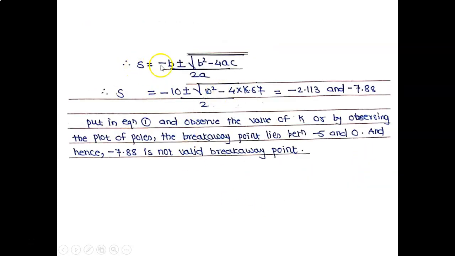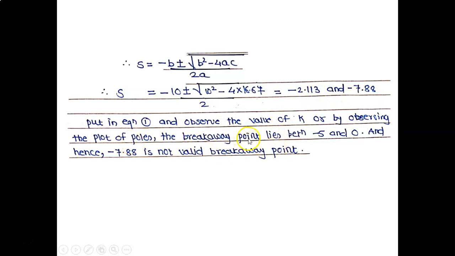Therefore, this is the formula to find out the roots of the quadratic equation. s is equal to minus b plus minus square root of b square minus 4ac divided by 2a. Therefore, substituting the values, s is equal to minus 10 plus minus square root of 10 square minus 4 into 16.67 divided by 2. Therefore, we are getting two values of s, that is minus 2.113 and minus 7.88. Now, we have to check which of these two values lies in root locus region. That value is considered as valid and the other value is considered as invalid.